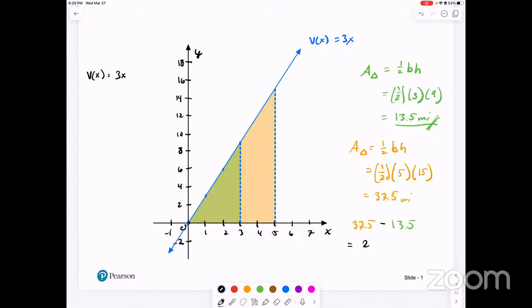Okay. So again, the first question asks, how far did they travel in the first 3 hours? We got 13.5 miles. And again, all we really did was find the area of the green triangle.